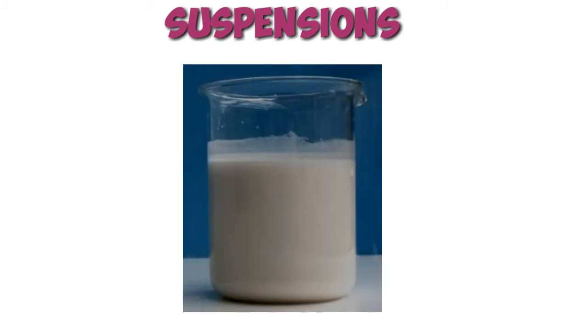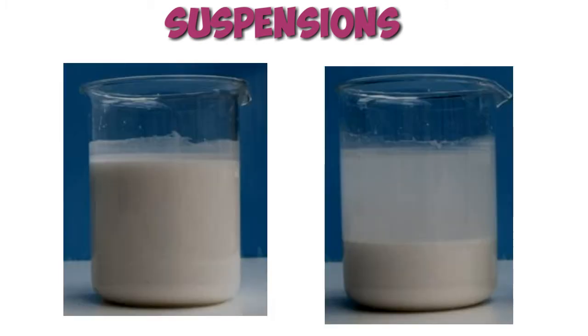We will now study the properties of a suspension. If we shake some chalk powder with water in a beaker, a milky suspension is formed. We can see fine particles of chalk suspended throughout the water without dissolving in it. If this suspension of chalk and water is kept undisturbed for some time, what will happen? The chalk particles settle down at the bottom of the beaker. This means that chalk and water suspension is unstable.